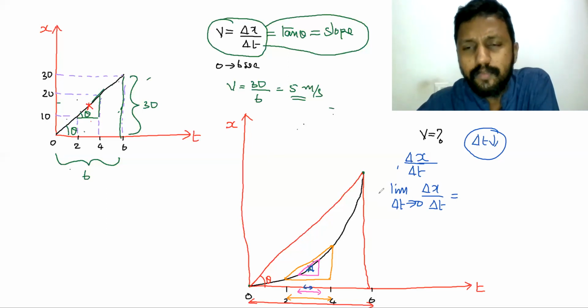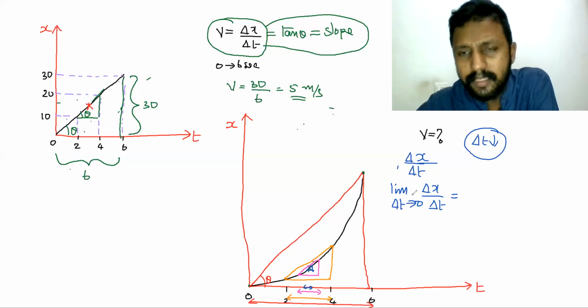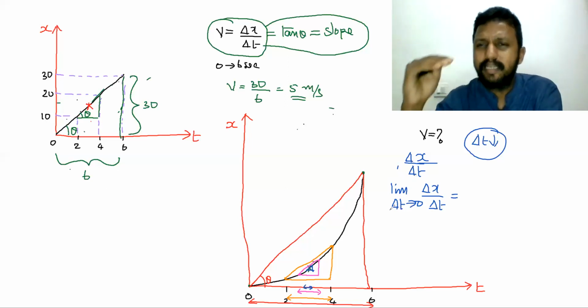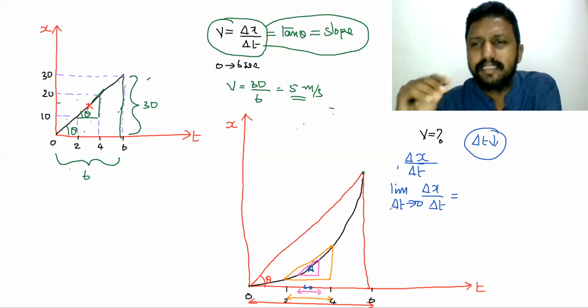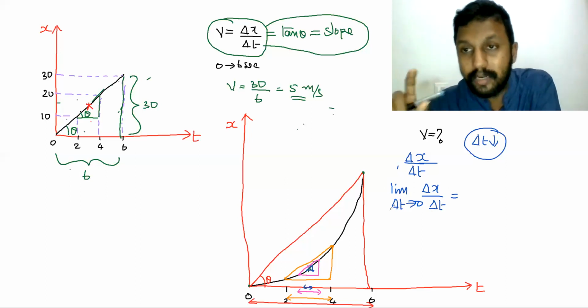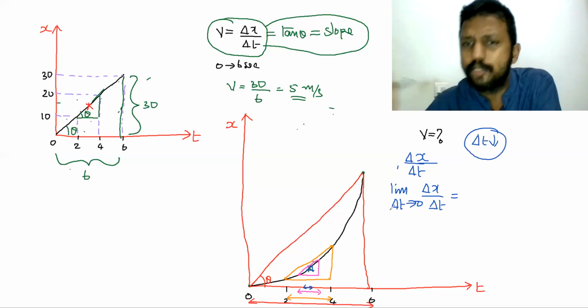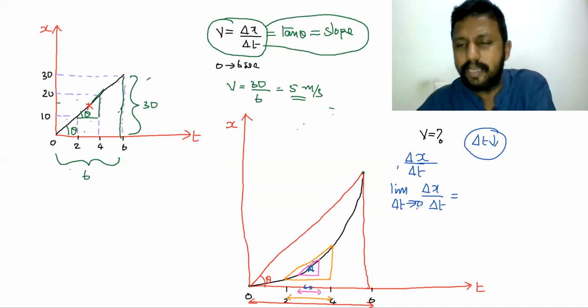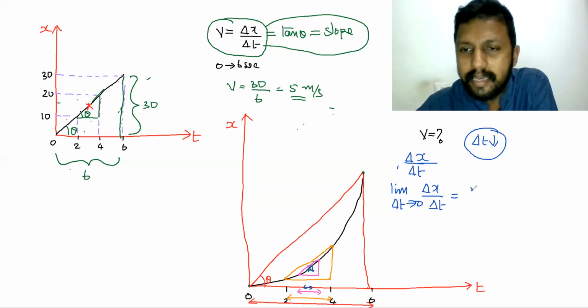Therefore, I'm saying if you are seeing it like this, you should understand it is limit delta t tends to 0 delta x by delta t. What this means is the delta t value is decreasing, and it is tending to become 0. It's not actually becoming 0. It is tending to become 0. And at that instant, the delta x by delta t value is the most accurate one. And that is called dx by dt. Can you remember this dx by dt?